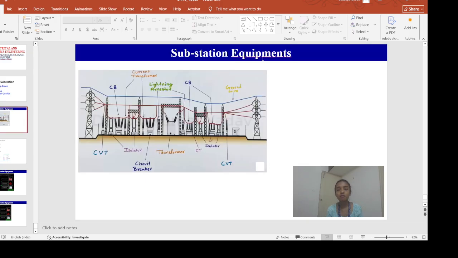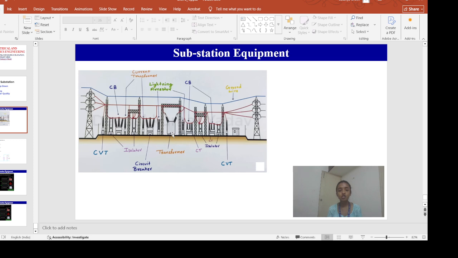Next, we will come to the substation equipment. In the substation equipment, the main part is the transformer. It is the heart of the substation. It is the king. Transformer is the king in the substation.